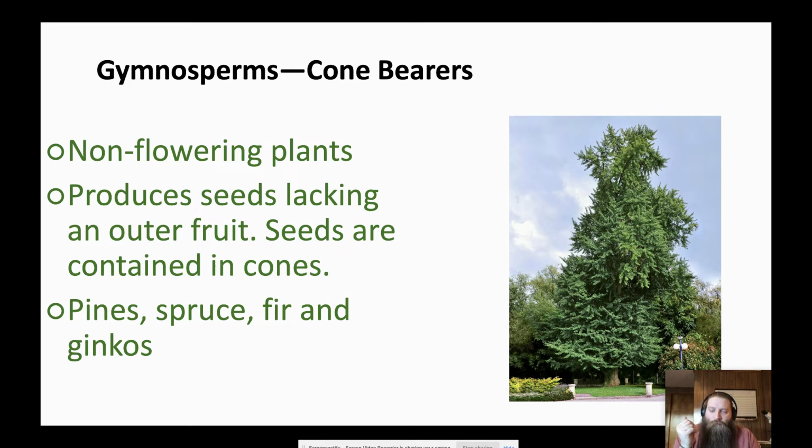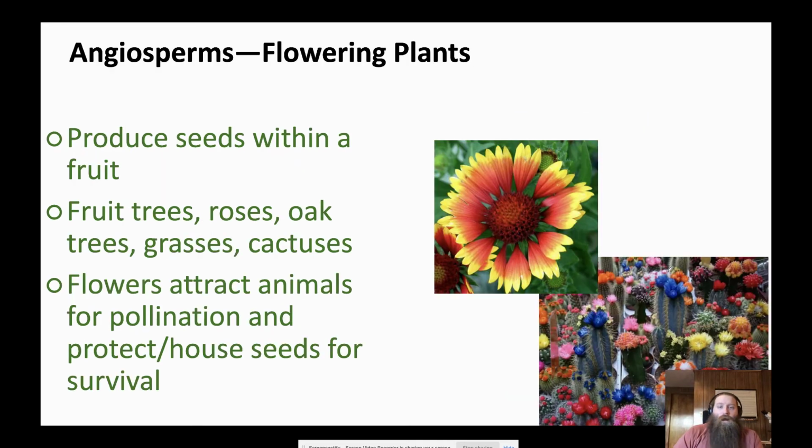They are plants that don't produce fruit on the outside of their seed, and instead the seeds are contained in cones. They also don't produce flowers. Right? Our angiosperms are all of the plants that produce flowers, and they're going to produce a seed that is contained in a fruit. Right? The fruit is the mature ovary that surrounds the seed. So anything from apple trees and peach trees, avocado trees, right? Roses, oak trees, grasses, cactuses, all of these things fall under the angiosperm category.